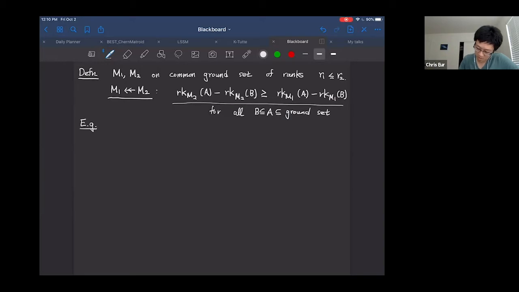What do I mean by that? Recall that if I have a linear subspace in C^n, given by a row span of some R by n matrix, that's just a linear subspace that gives me a matroid. Let's call it M of V1. And I have another linear subspace V2, and V1 is contained in V2.